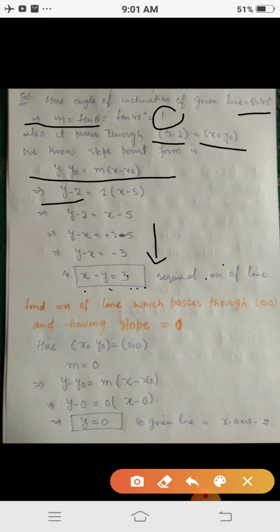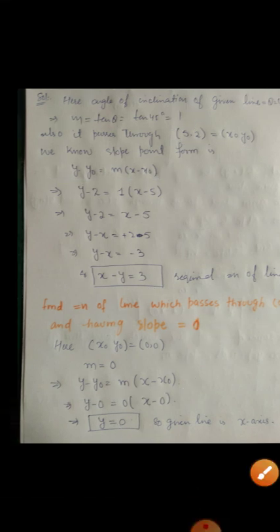Find the equation of the line which passes through the point (0, 0) having slope equal to 0. So m is 0, x naught is 0, y naught is 0. Substituting in the slope point form, which is y minus y naught equals m times x minus x naught, we simply get y minus 0 equals 0 into x minus 0, that is y equals 0. So this is the equation of the x-axis, because the x-axis passes through (0, 0), the origin, and its slope is 0. So y equals 0 is the equation of the x-axis, or simply the equation of that line which passes through (0, 0) and has slope equal to 0.